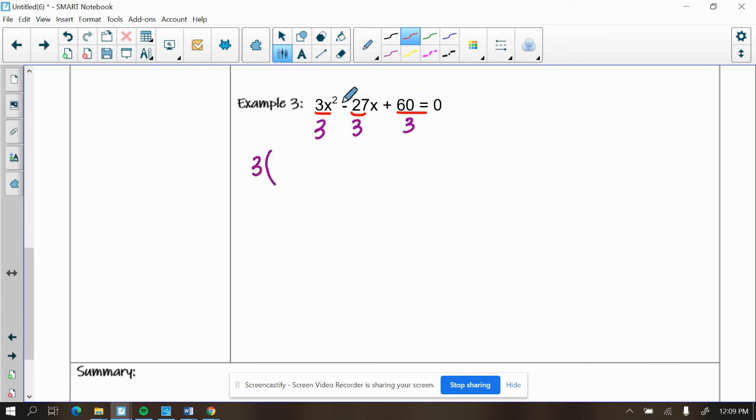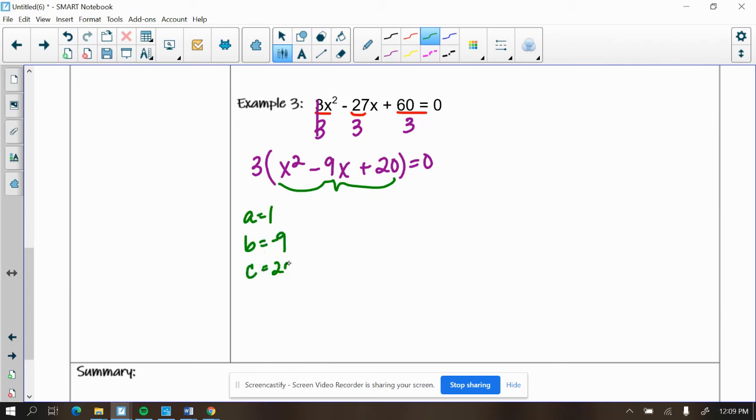Now, not all of them have an x, so I'm not going to take an x out, but then I divide. 3 divided by 3 goes away, so x squared. 27 or negative 27 divided by 3 is negative 9x. And then 60 divided by 3 is 20. Okay, now we factor this like normal, right? Just this part we factor. A equals 1, B equals negative 9, C equals 20. Make our x. 1 times 20 for A times C is 20.